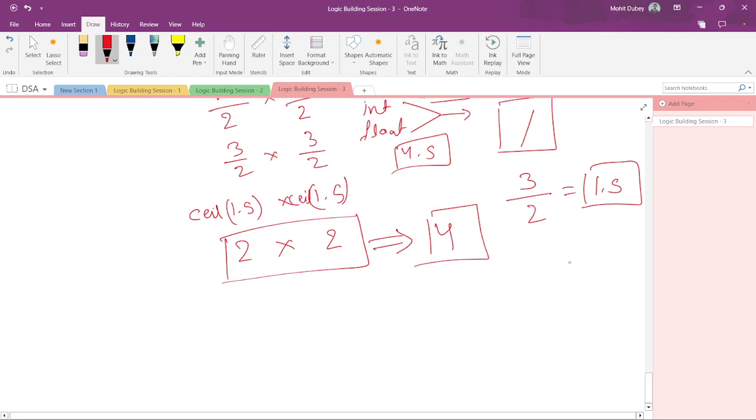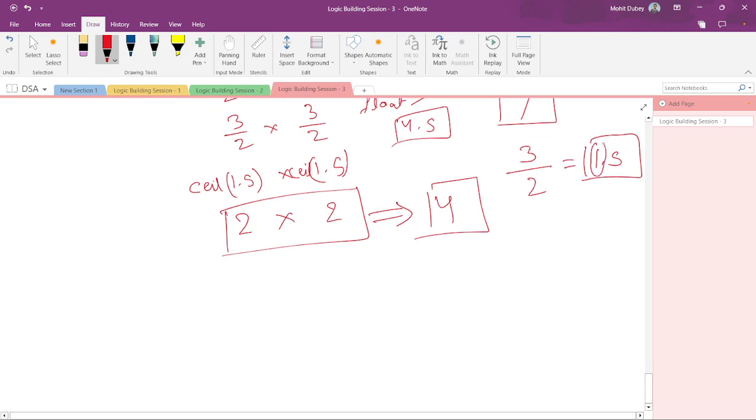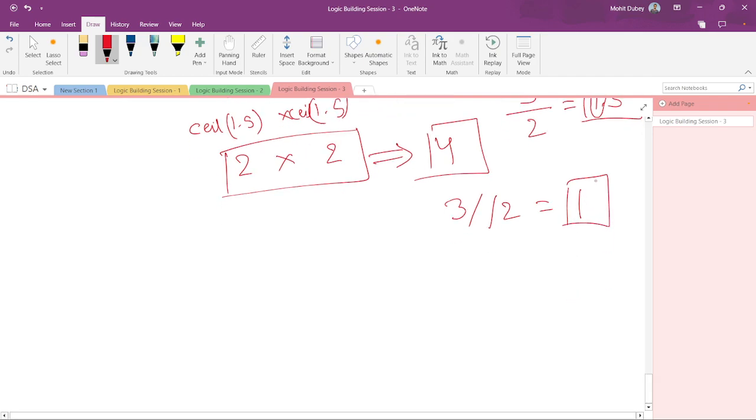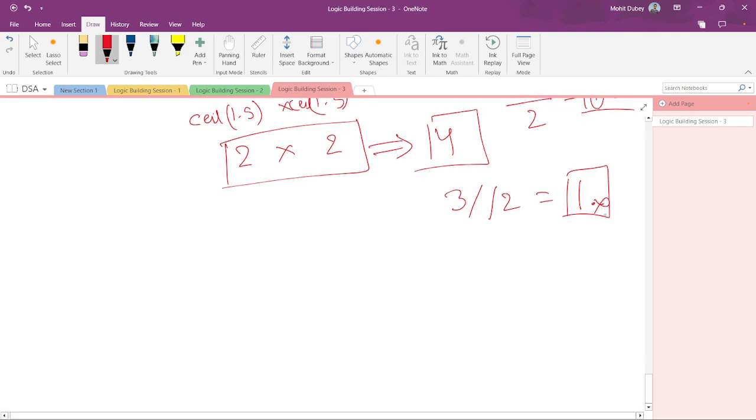Okay, but what if you want the integer part only? For that we have floor division, right? Floor division returns just the integral part, and it eliminates the decimal part, right? So it eliminates the decimal part.